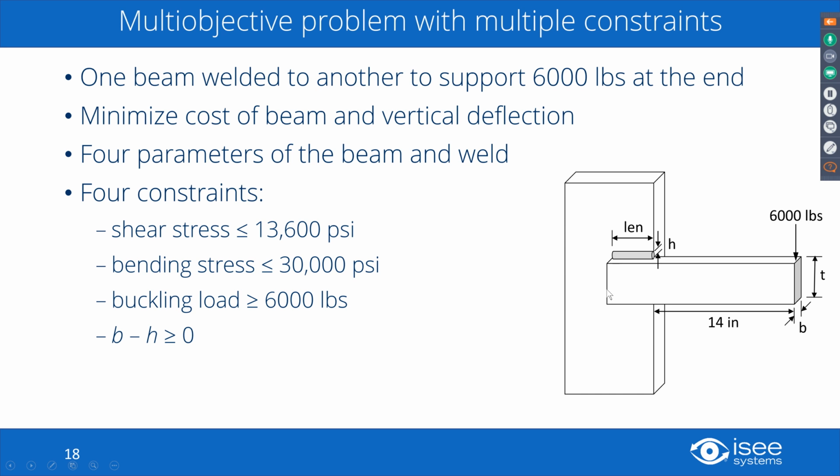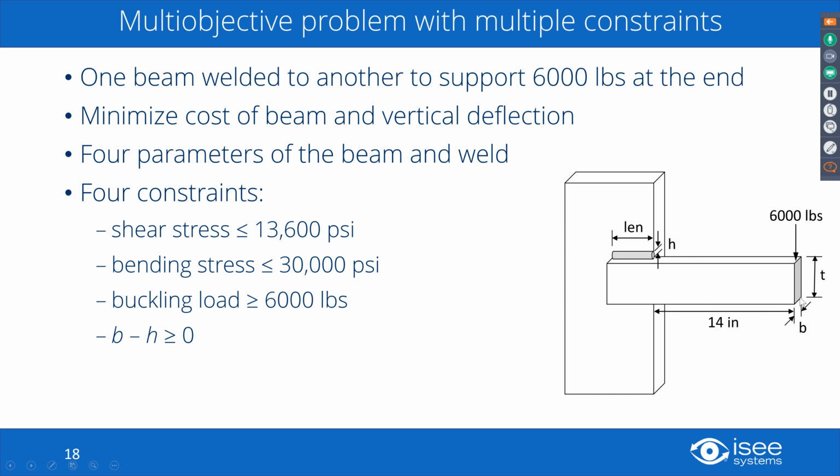Notice that the total length of the beam is determined. This has to be 14 inches out, so it's determined by 14 plus the length of the weld. Okay? So those are the parameters, but I also have several constraints on this problem. The shear stress has to be less than about 14,000 pounds per square inch. The bending stress has to be less than 30,000 pounds per square inch. The buckling load has to be greater than or equal to 6,000 pounds. We need to hold the 6,000 pounds without buckling.